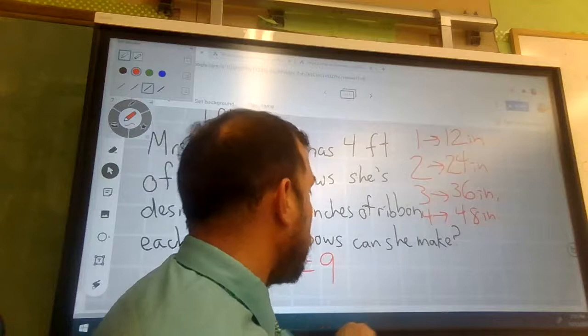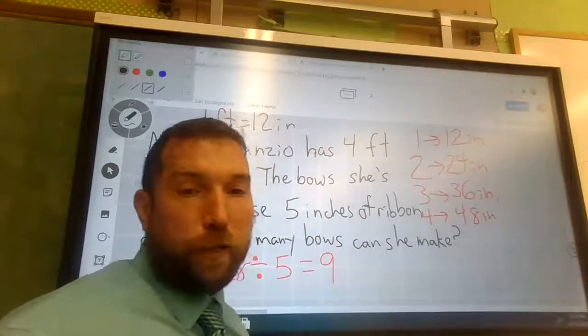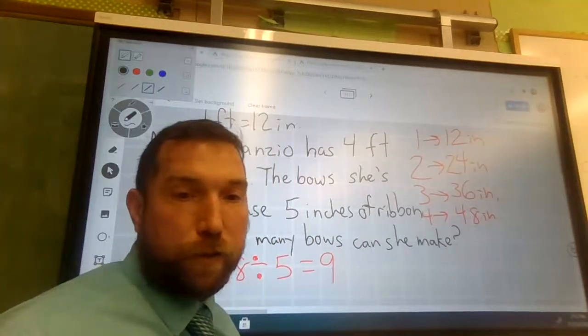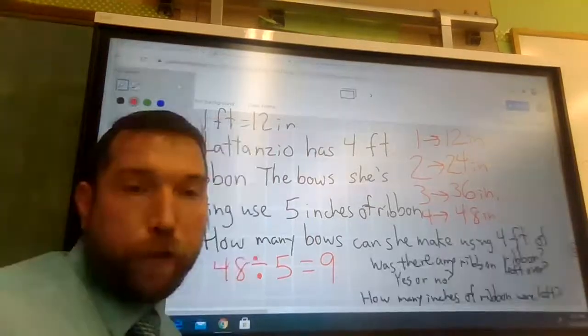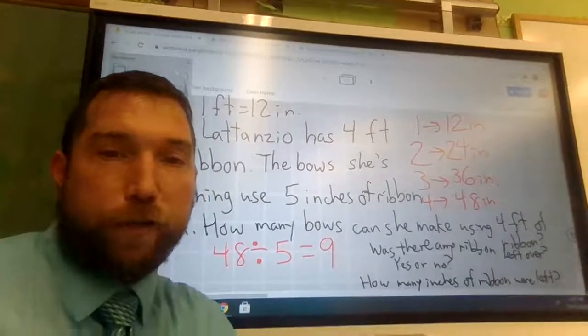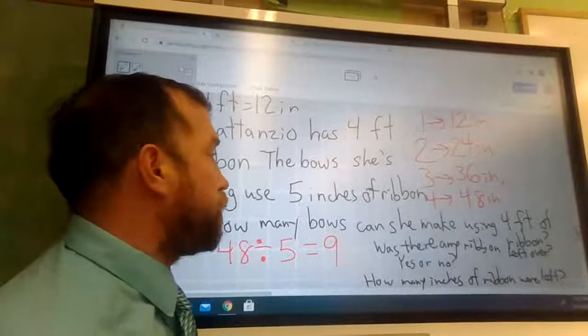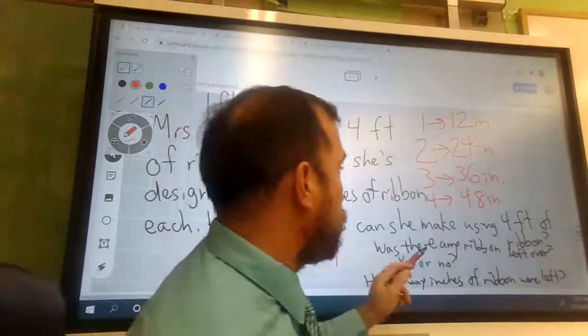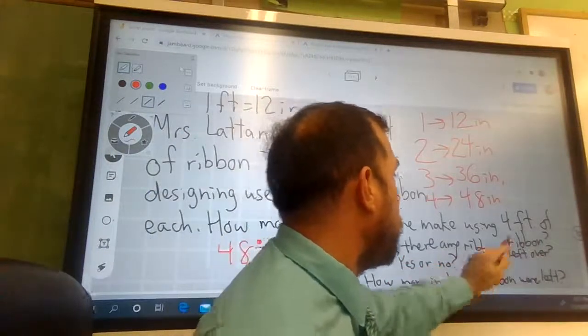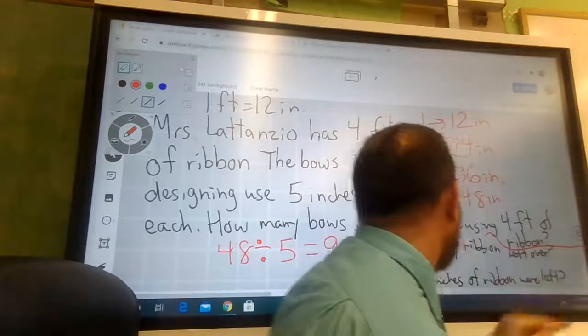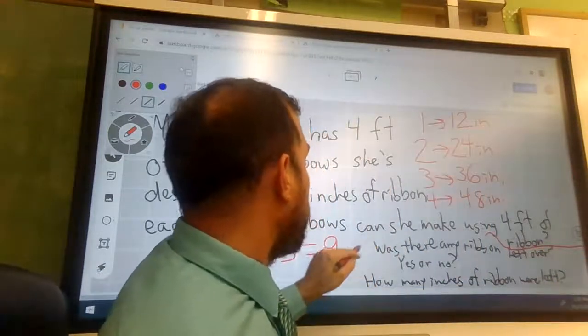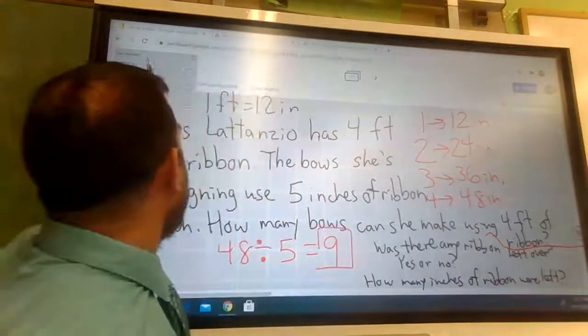So they might ask you a couple different questions. I'll just pause it and check what the question is, just to make sure you guys are on the same page. It might be kind of hard to see, but I'll read them. I was trying to squeeze that all in. So the first question might be something like, how many bows can she make using 4 feet of ribbon? Okay, and the answer to the first question would be 9. That 9 that we just figured out.